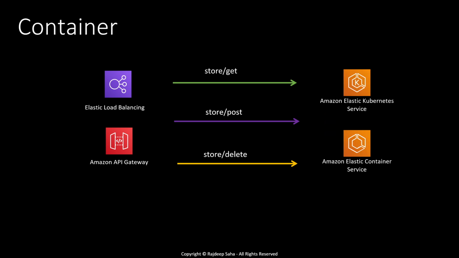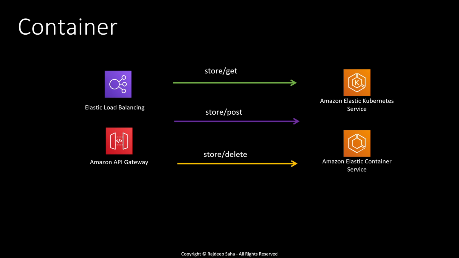Now, another popular choice is using containers. You can containerize your application and run it within Amazon Elastic Kubernetes Service, or EKS, or Amazon Elastic Container Service, or ECS. And in this case as well, you can front it by using Elastic Load Balancer or Amazon API Gateway.